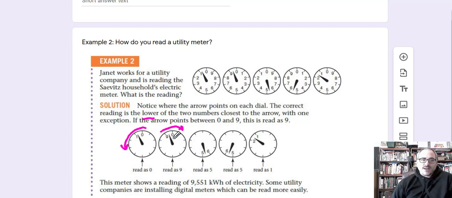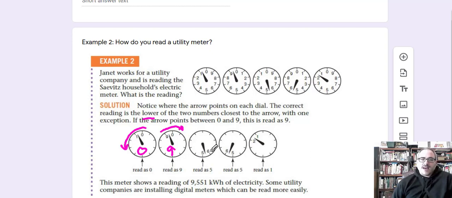So this one's spinning the other way, so we're going to read this as a 9 because that's one of our exceptions. Read between 0 and 9. This one's spinning this way. It's not quite at the 0, so we read this number as a 9. So this one we're going to read as a 0. This one we're going to read as a 9.